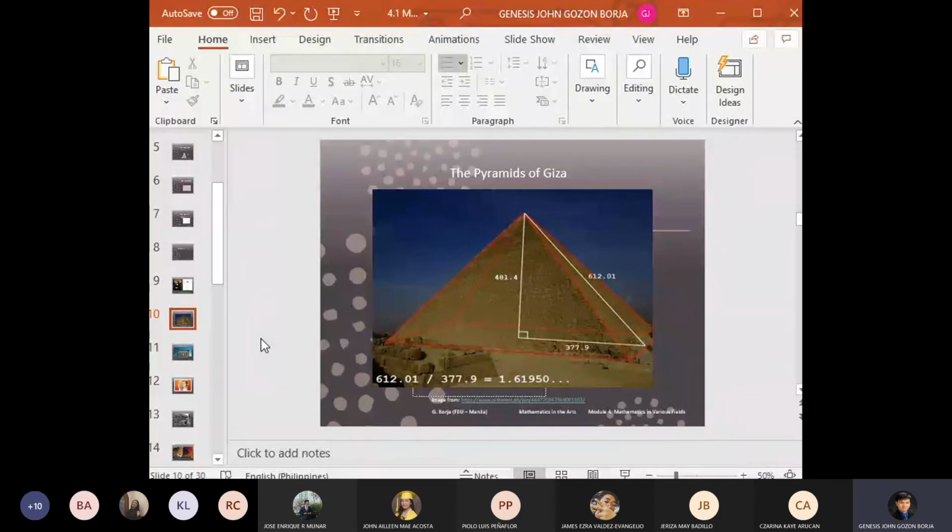So if you get a triangle in it, and then of course that is a solid figure. So if you get a two-dimensional triangle contained in this pyramid, you will see that the ratio of the hypotenuse of this triangle over the base of that right triangle will give us an approximation of the golden ratio. Okay, so that will be 1.6195. As we said, our approximation of the golden ratio is 1.6180 and so on and so forth. So it's again a good approximation of the golden ratio.